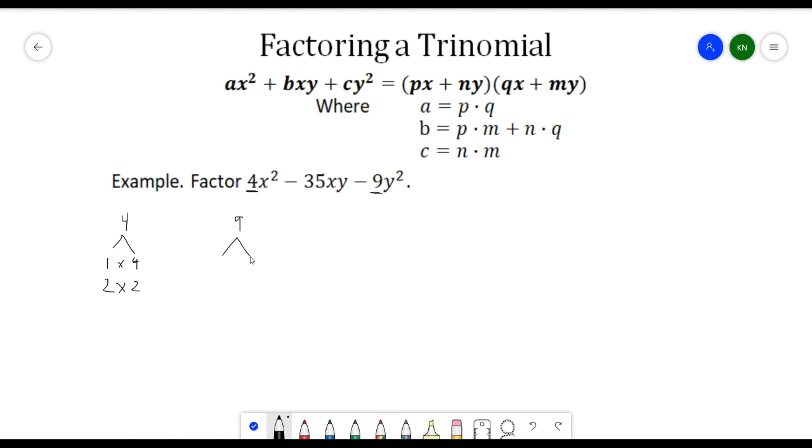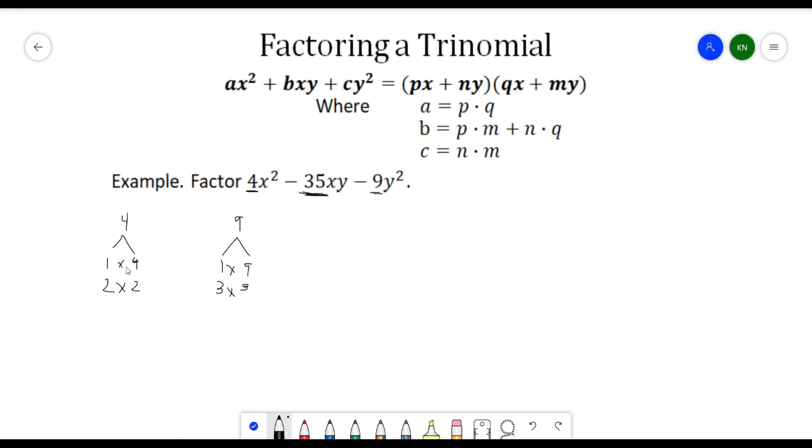So another one is for the factor of 9, which gives us 1 times 9, still equivalent to 9. And for 3, we have 3 times 3, that is also equivalent to 9, right? Now, what we need to do is to find the most suitable factor between 1 times 4 and 2 times 2, and 1 times 9 and 3 times 3, such that if you add the sum of the products of the terms, you will get negative 35.